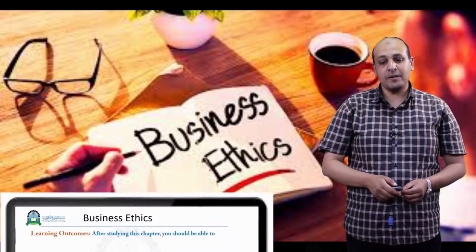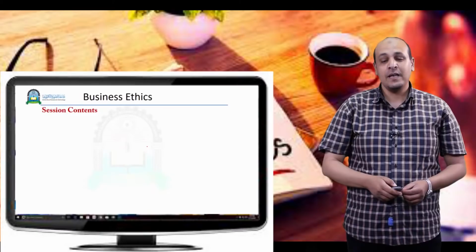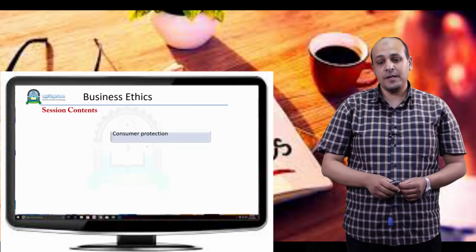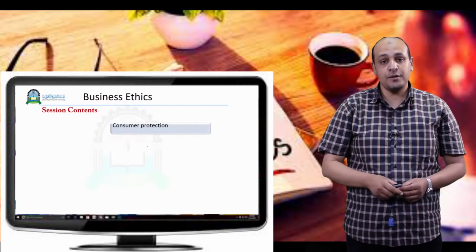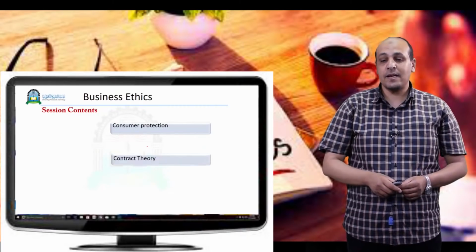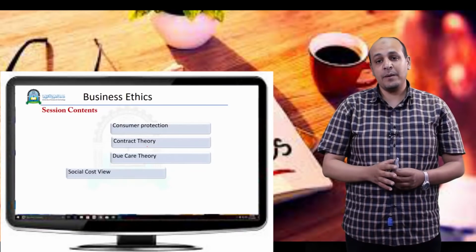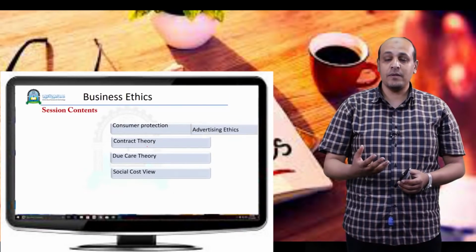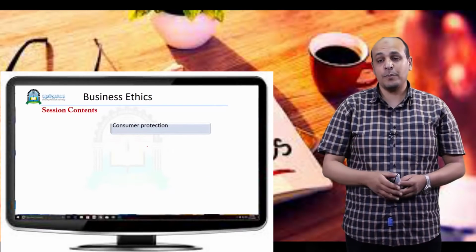Today's topic is about the ethics of consumer production and marketing. So we have different objectives here. The first objective, or outcome, for the students to learn is about discussing the concepts of consumer protection. This is actually one of the main principles of this subject, where we have to discuss different theories developed referring to consumer protection.